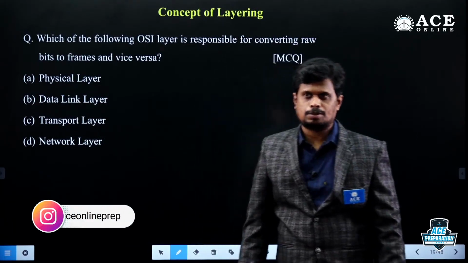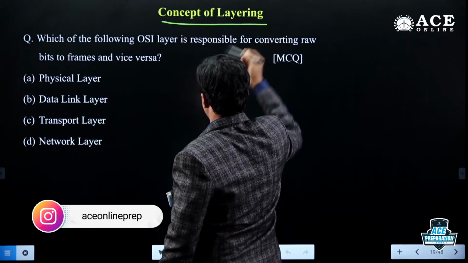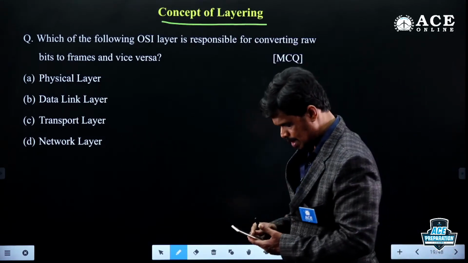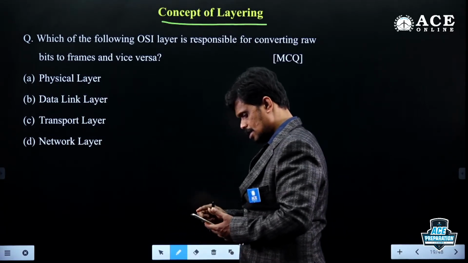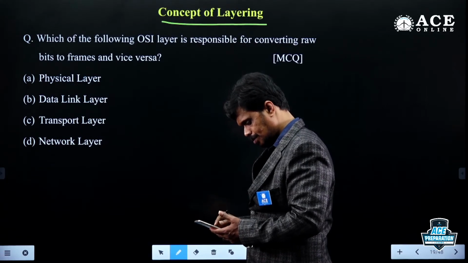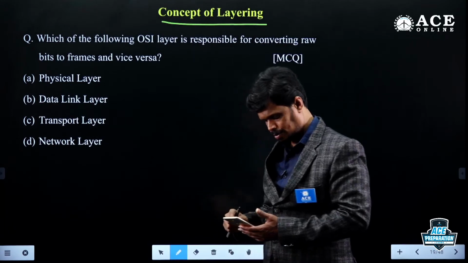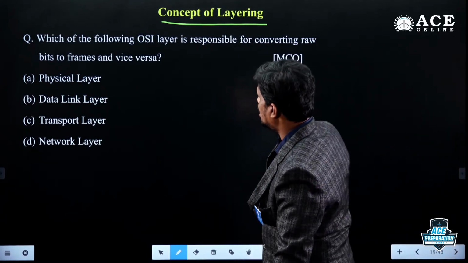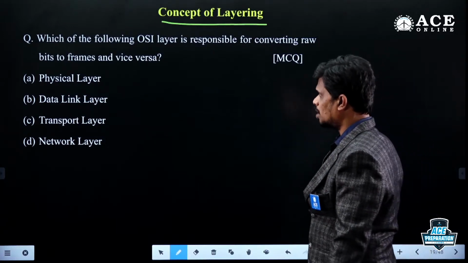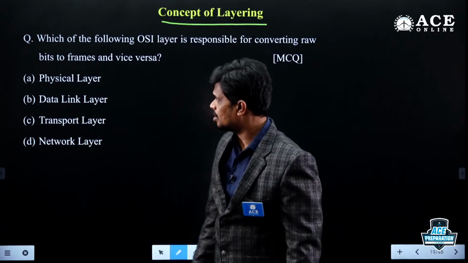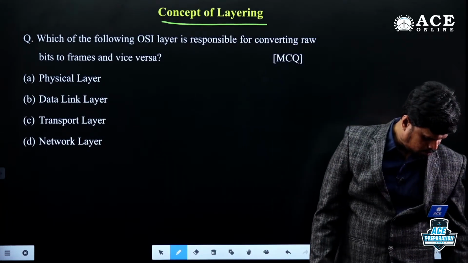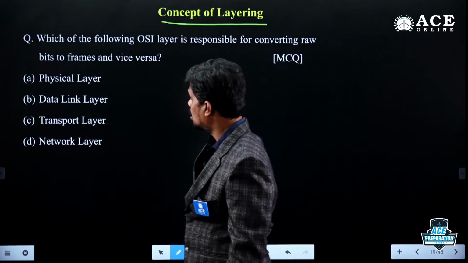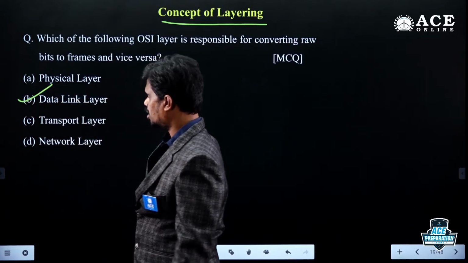Look into this theory based question, a very simple question from the concept of layering. What is the answer for this? Which of the following OSI layers is responsible for converting raw bits into frames and vice versa? Yes, Unnati has given B, Sanjay has given B, Leena has given B. Yes. So the answer for this question is no doubt option B.